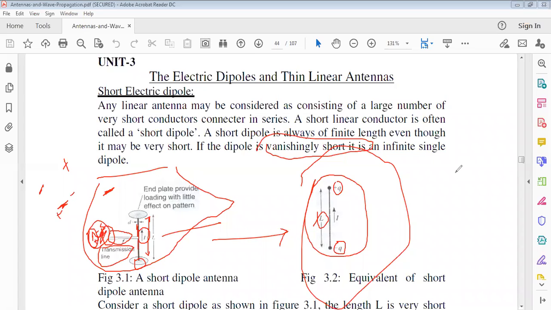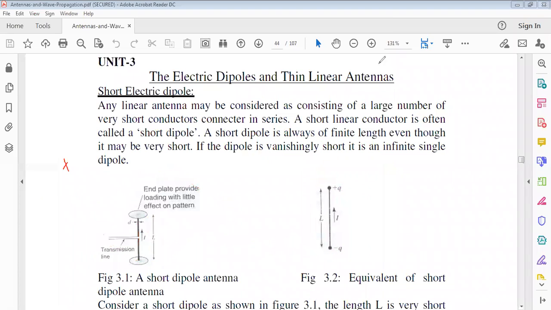Okay, that is the point here. If the dipole is vanishingly short, that is called an infinitesimal dipole. Okay, that is the point here. Observe the two diagrams here. First of all, listen to the basic concept. Later we have to derive the expressions. They are very convenient.